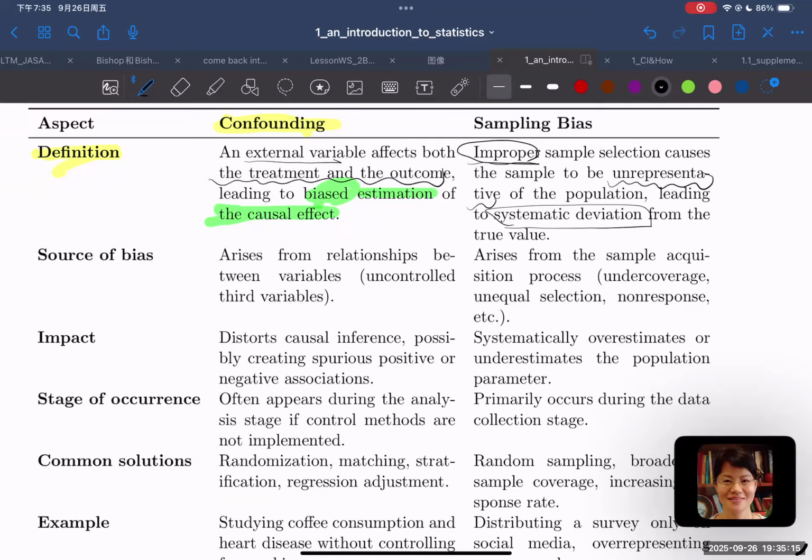And also let's see the impacts. For the bad impacts, confounding would distort causal inference, possibly creating spurious positive or negative associations. This is one thing. But sampling bias systematically overestimates or underestimates the population parameter. That means it may be skewed to the left or right-hand side.